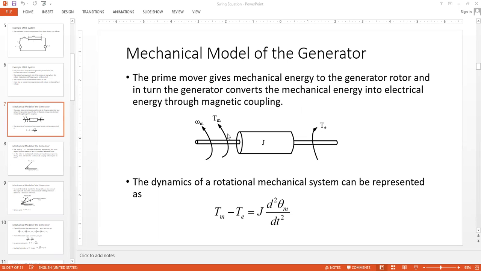and due to that rotation we had some generation of electromagnetic torque, which was represented by Te. Due to Lenz's law we saw that this Te, which is the output electromagnetic torque, and this Tm, which is the input mechanical torque, should oppose each other due to Lenz's law.